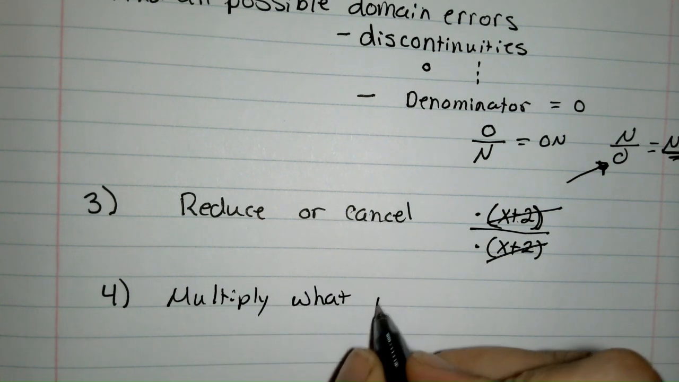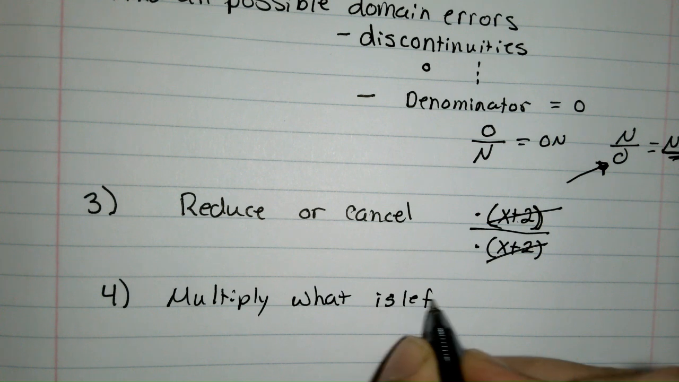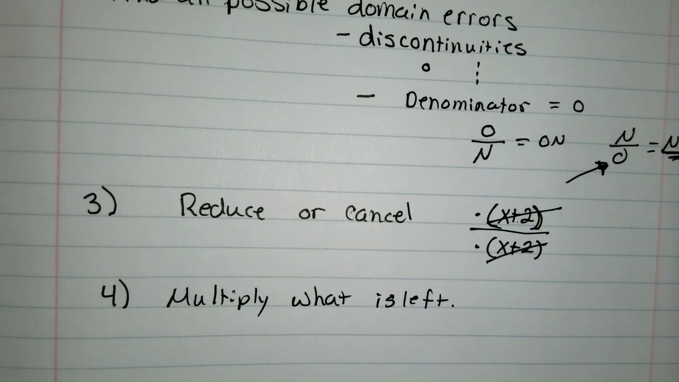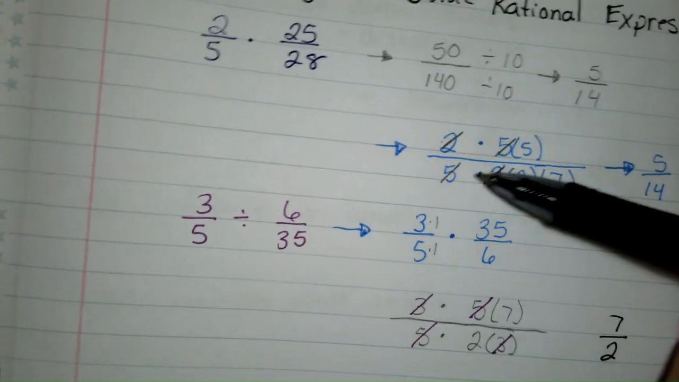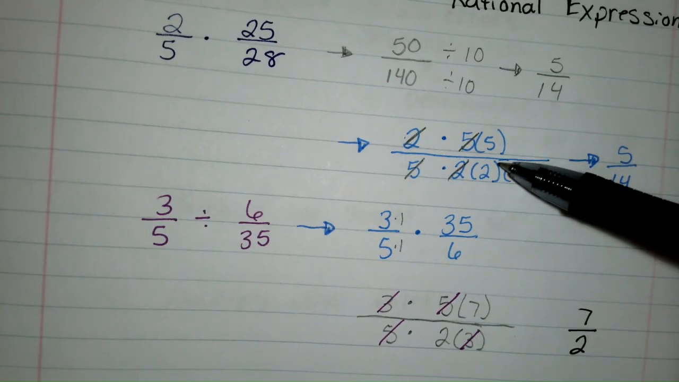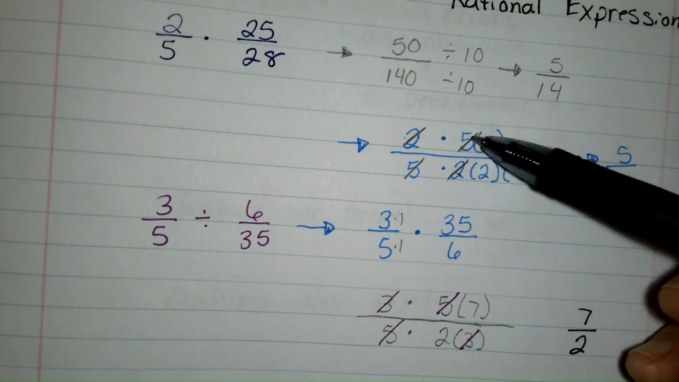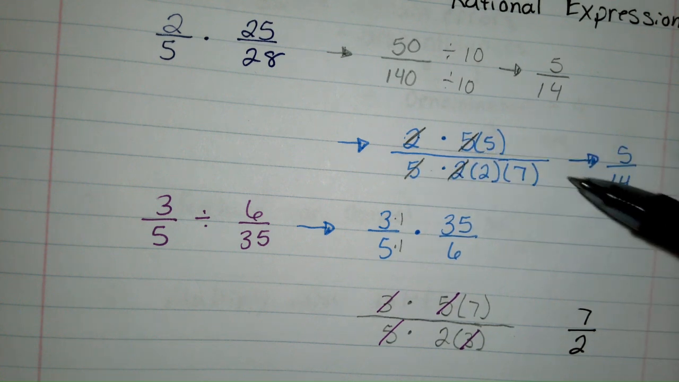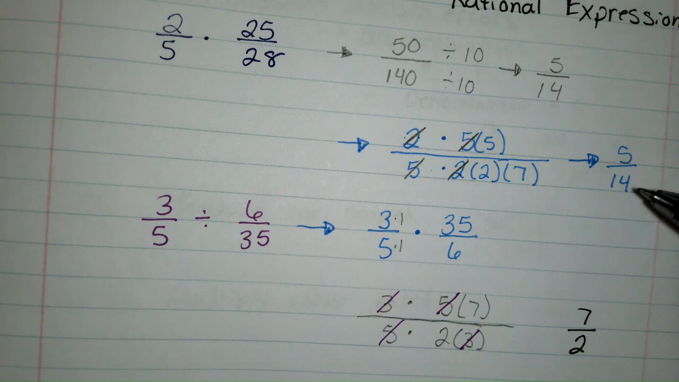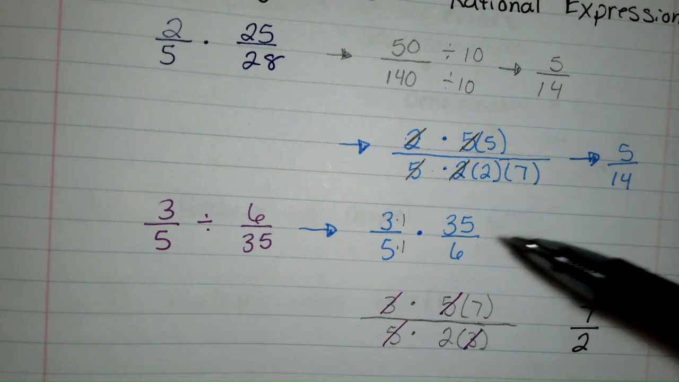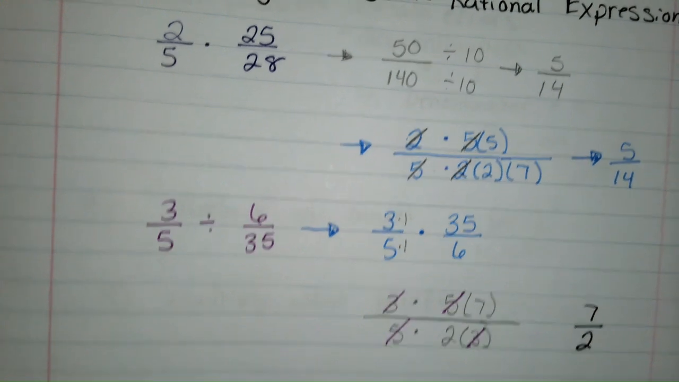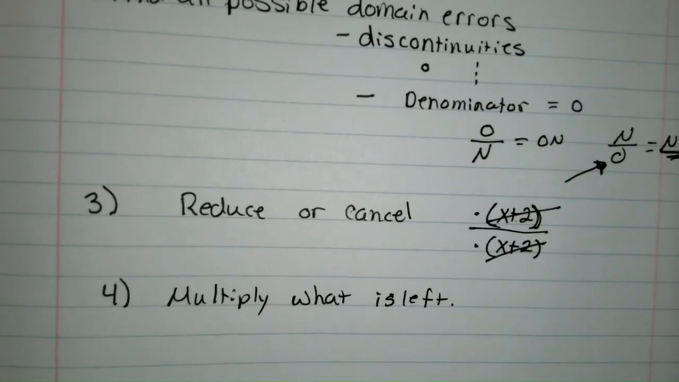Now, 3 of these steps we actually did in our numerical examples. The only thing we didn't worry about is discontinuities because we had numbers in the denominator, not variables. So I wrote the prime factorization. I canceled numerator denominator, and then I multiplied what's left. So what we're doing in this video is the same thing as what you see here. We're just going to have variables. Okay, let's go for it.